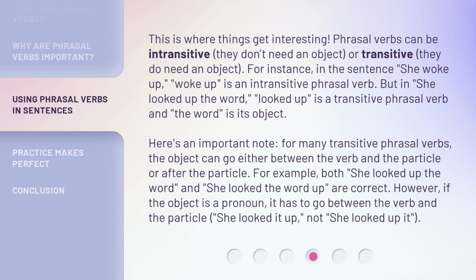Here's an important note. For many transitive phrasal verbs, the object can go either between the verb and the particle or after the particle. For example, both she looked up the word and she looked the word up are correct. However, if the object is a pronoun, it has to go between the verb and the particle. She looked it up, not she looked up it.